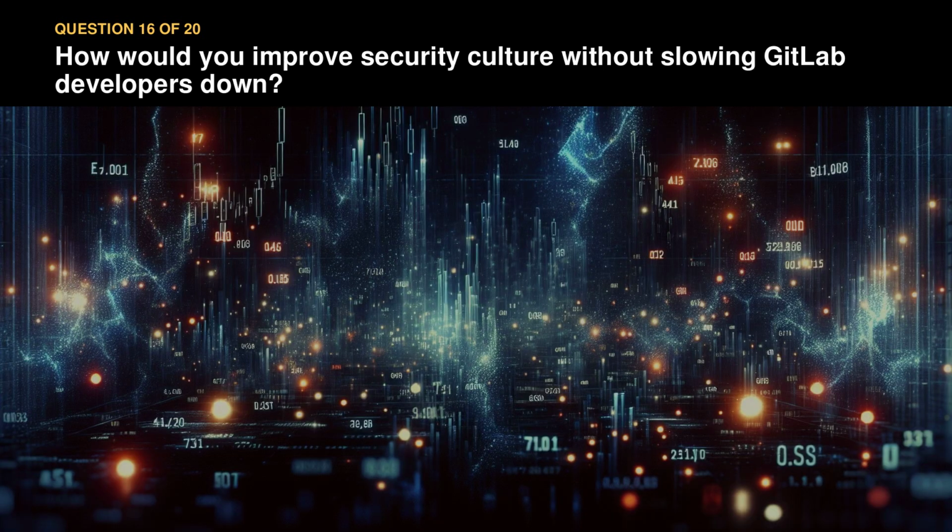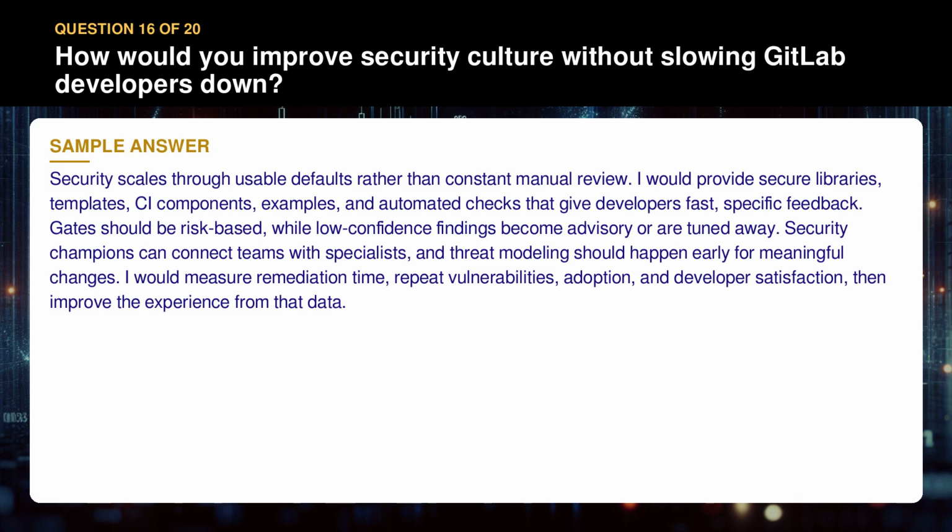Question 16. How would you improve security culture without slowing GitLab developers down? Security scales through usable defaults rather than constant manual review. I would provide secure libraries, templates, CI components, examples, and automated checks that give developers fast, specific feedback. Gates should be risk-based, while low-confidence findings become advisory or are tuned away.